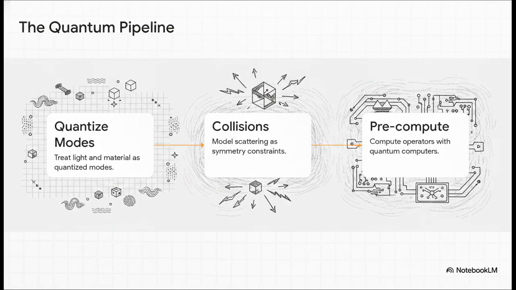We can break their framework down into 3 logical steps, and this brilliantly illustrates how the complex dance between light and matter is resolved. Step 1 is treating both light and matter as quantized modes. Step 2 is taking that subsurface scattering we just talked about and modeling it as unitary collisions. And finally, step 3 is making all of this computationally possible by pre-computing it using quantum computers. Let's take a closer look at what these steps actually mean for the rendering pipeline.